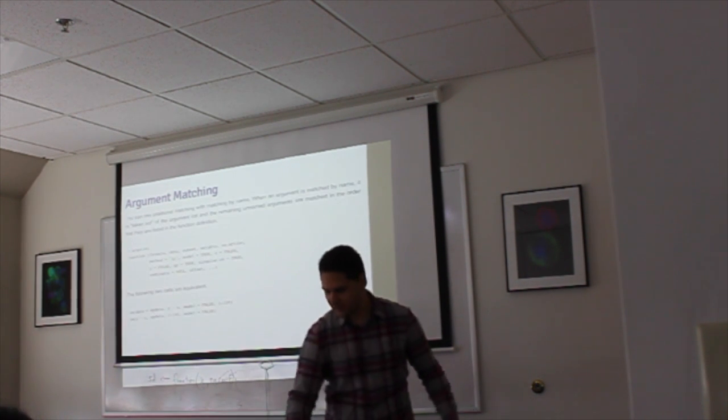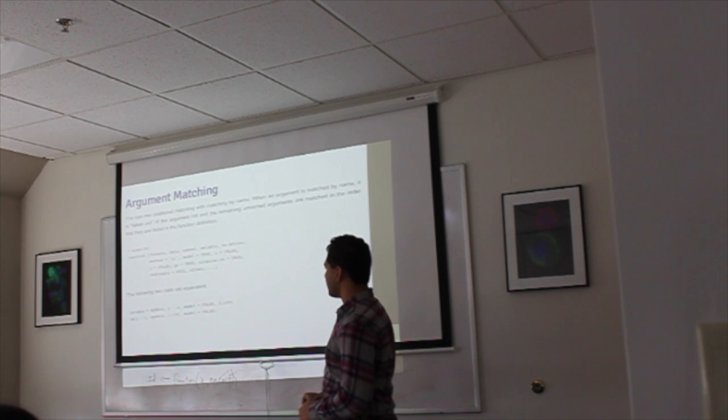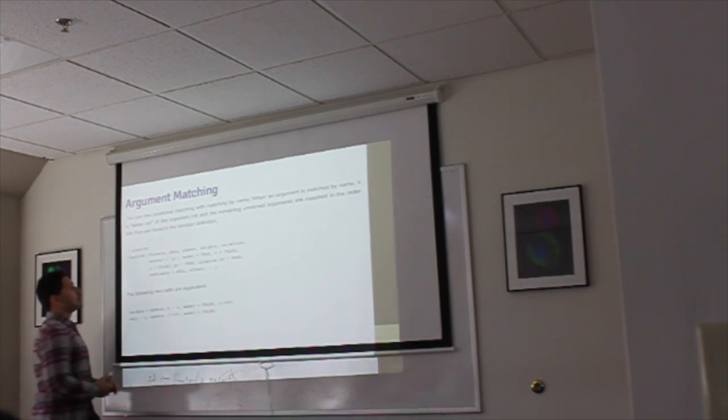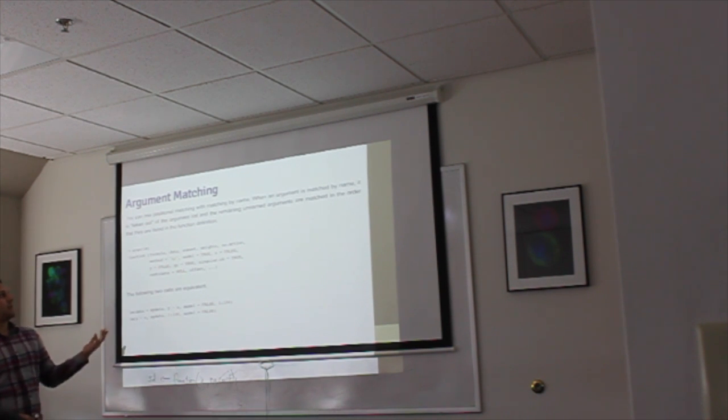Let's move on. I think these slides potentially should have been in a better order, but this is basically what I was trying to get at. So this is argument matching. You can either positionally match your arguments, or you can match them by name. When you match an argument by name, it's taken out of the list of unassigned arguments, and the rest of your arguments that are assigned without a name are then positionally matched.